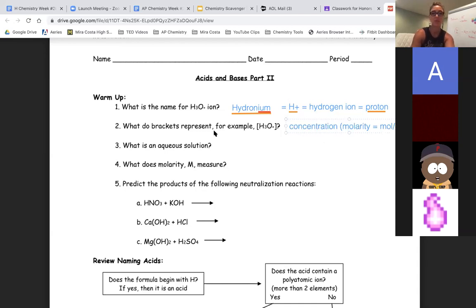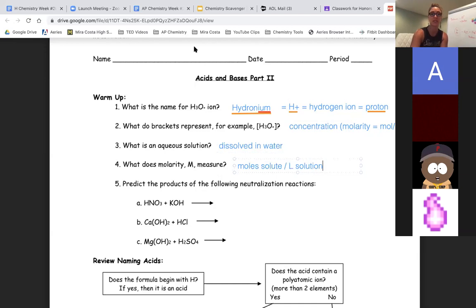Okay. What is an aqueous solution? Hopefully you guys remember that aqueous means it's dissolved in water. In other words, water is the solvent. Okay, what does molarity measure? Molarity measures moles of solute per liter of solution. Weeks ago. Okay, and then predicting the products of the neutralization reaction.